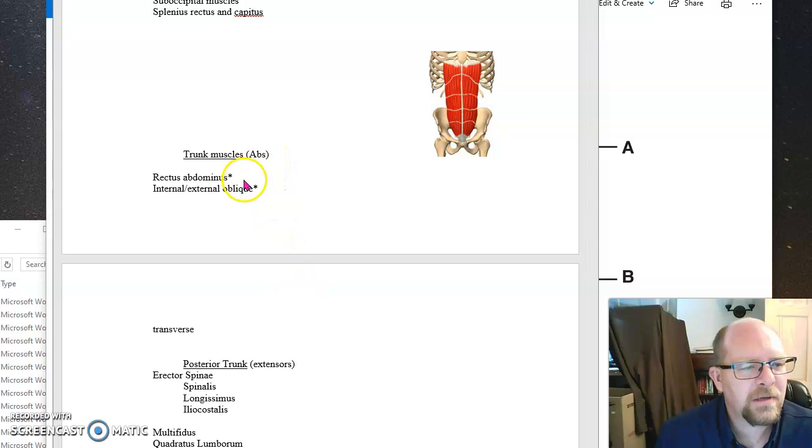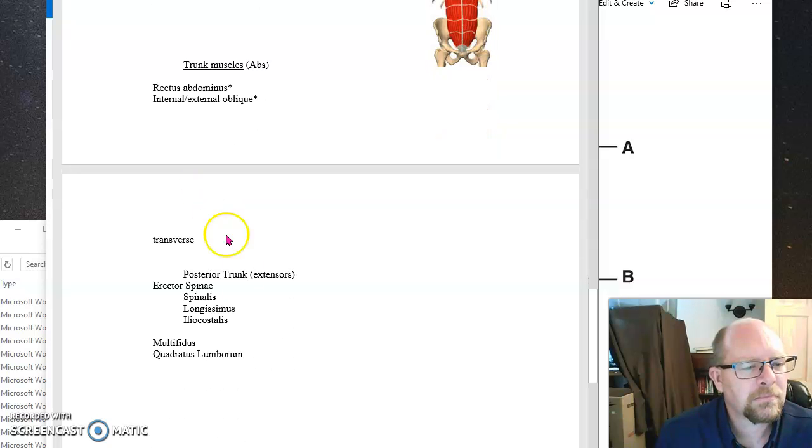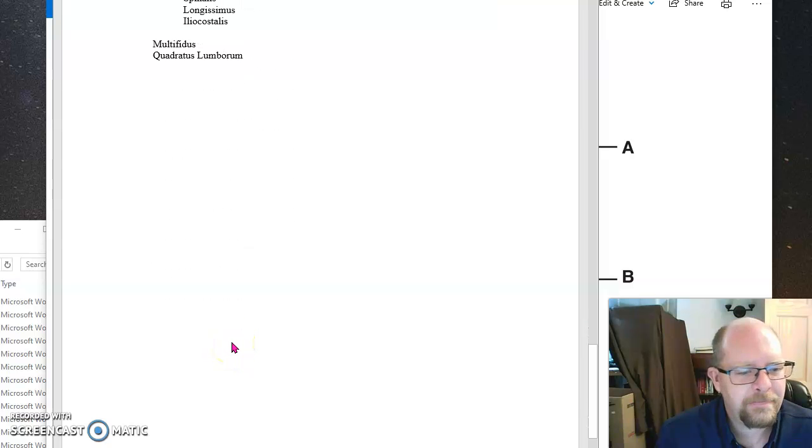Your abs, you need to know the OAIN for rectus abdominis, internal and external obliques. For quadratus lumborum, you need to know the actions. Okay. Review this video, review the images, make sure you're doing your reading, and see everyone soon.